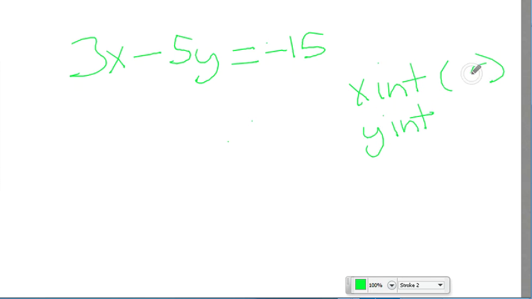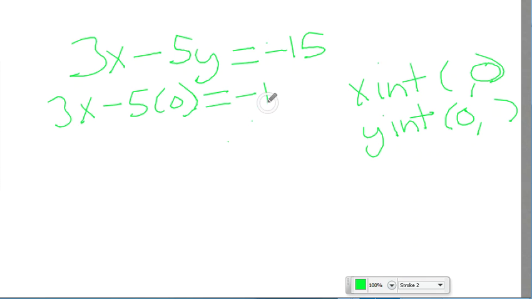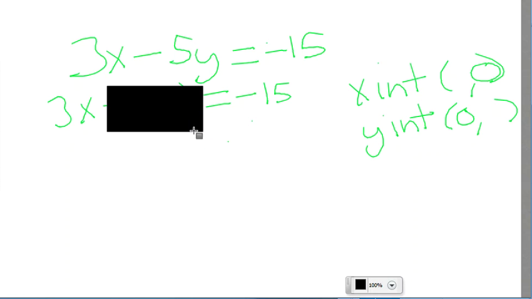Then we're going to find the x-intercept and the y-intercept. So we find the x-intercept by letting the y be 0 and solve for the x. And we find the y-intercept by letting the x be 0 and solving for the y. So let's take this equation. We're going to write it just like it is, but instead of the y, we're going to plug in 0. And then we know that negative 5 times 0 is 0, which leaves us with 3 times x equals negative 15. So we divide by 3 on both sides. So x equals negative 5.